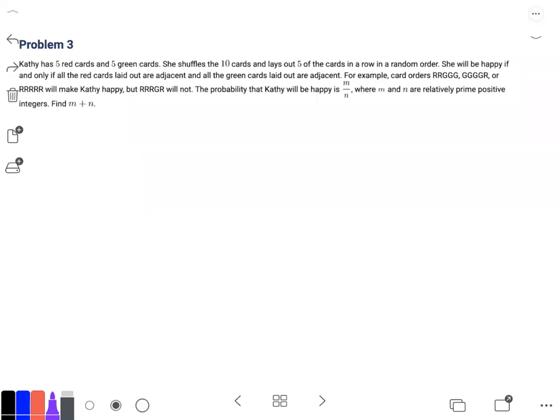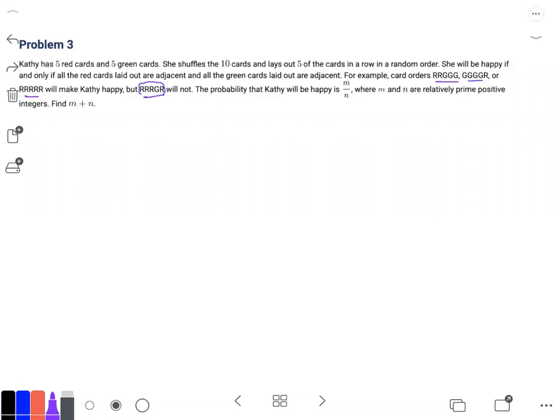Okay, so for problem number 3, Kathy has 5 red cards and 5 green cards. She shuffles the 10 cards and lays out 5 of the cards in a row in random order. She will be happy if and only if all red cards laid out are adjacent and all the green cards laid out are adjacent. For example, these orderings are happy because there's basically no interruption between reds and greens. Reds flow, and then whenever green comes, the greens will flow too. And an example when she's not happy is given here. The G kind of interrupts the flow of the R's. The probability that Kathy will be happy is m over n. We want to find m plus n.